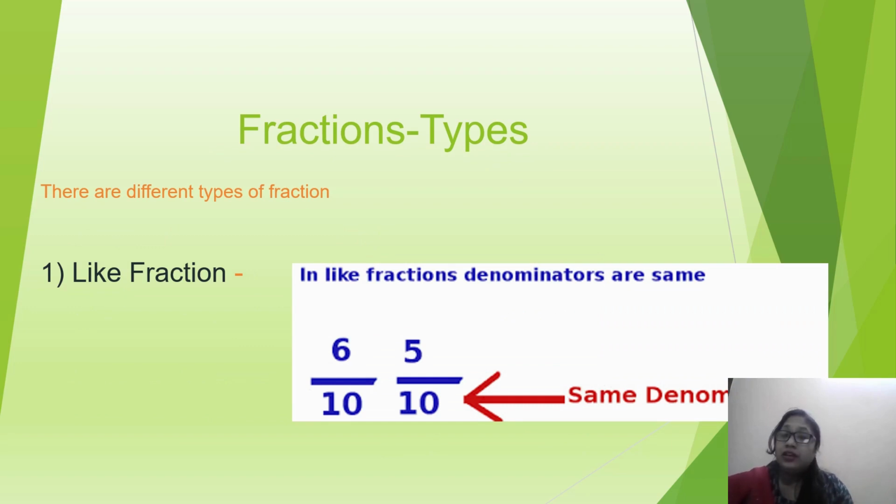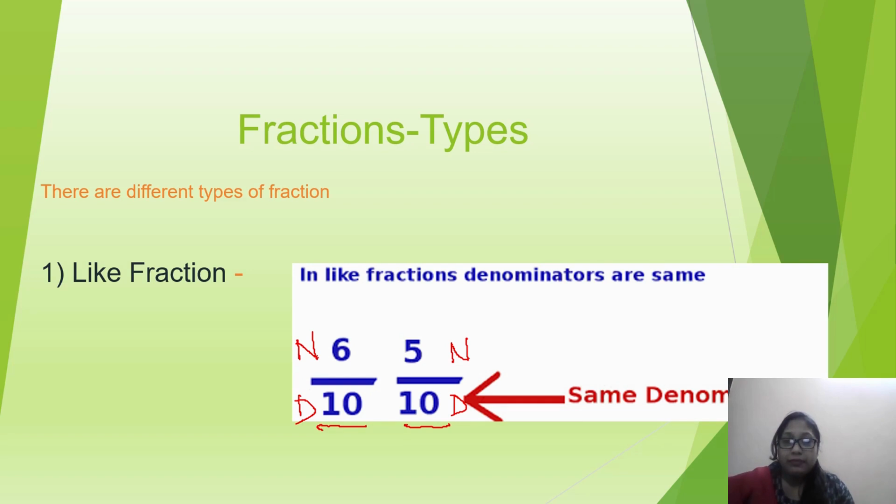Now come to the types of fraction. There are different types of fraction. First one is like fraction. In the like fraction, denominators are same. We have two examples. One is 6 upon 10. Other one is 5 upon 10. In both the examples, the denominator is 10. This is denominator part and this is numerator part. In both the examples, denominators are same. So we say they are like fraction.